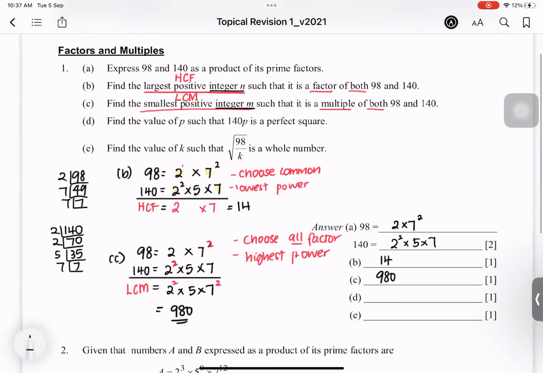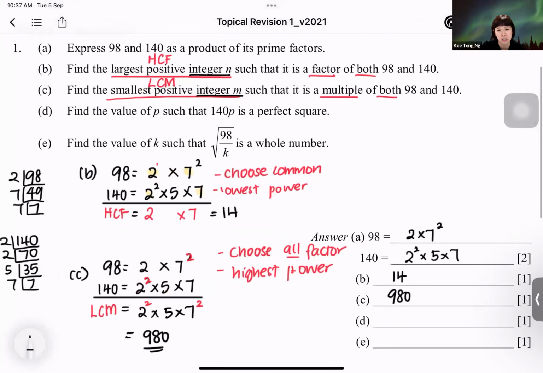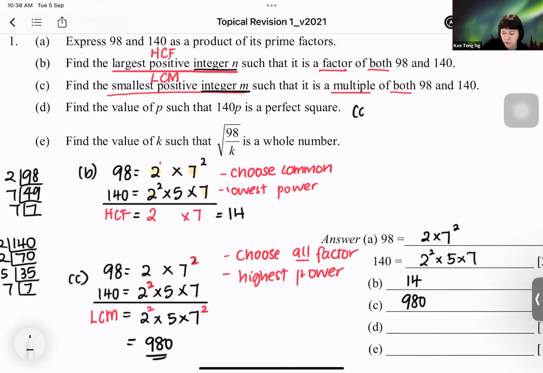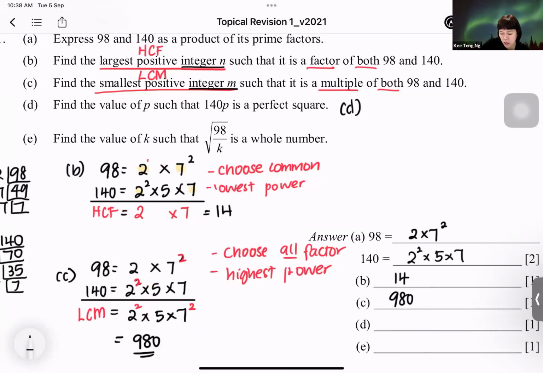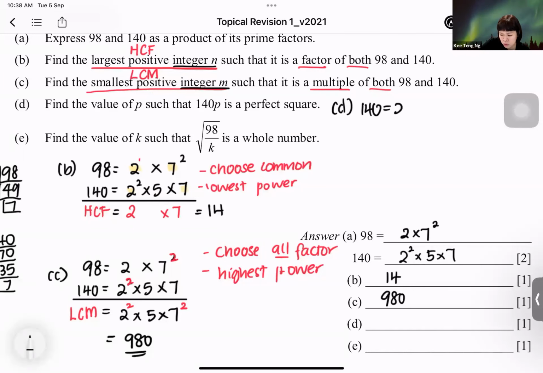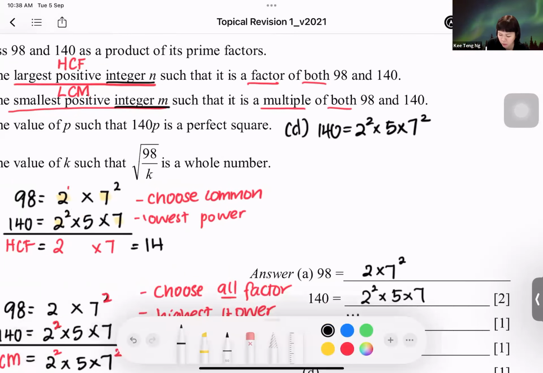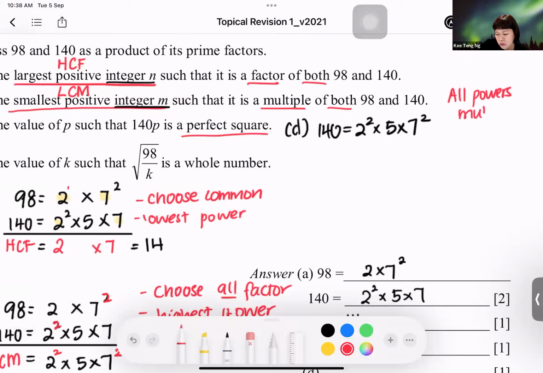Okay, so find the value of P such that 140 times P is a perfect square. Let's take a look at our 140. So I'm going to look at part D. 140 is made up of 2 squared times 5 times 7 squared. If I want the number to be a perfect square, all the numbers must be power multiple of 2. All powers, okay, multiple of 2.